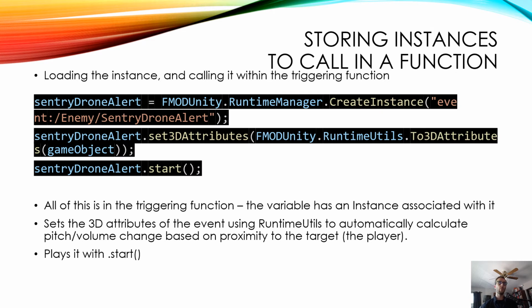Next, what we need to do is to load that instance, and then we need to trigger that instance by calling it within the triggering function. So how do we do that? Well, we've got our variable Sentry Drone Alert already.